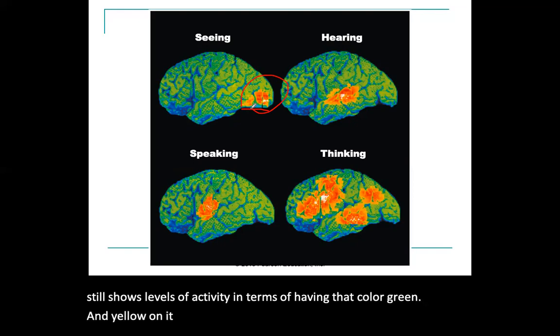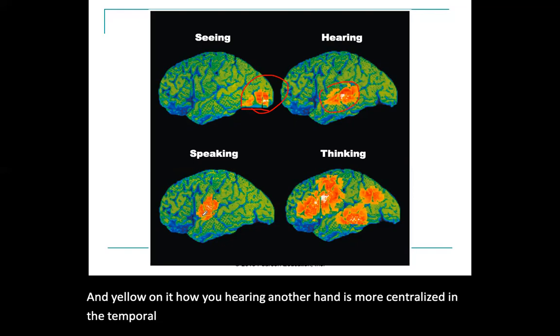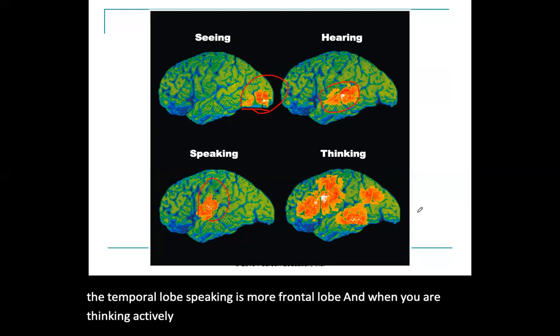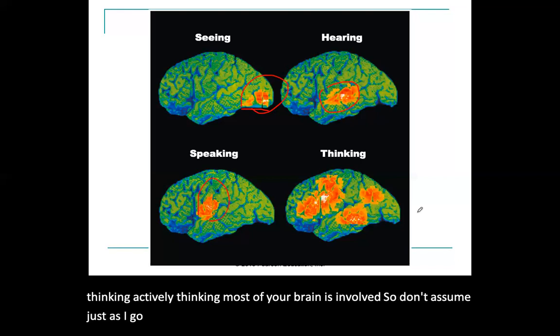Hearing, on the other hand, is more centralized in the temporal lobe. Speaking is more frontal lobe. And when you are actively thinking, most of your brain is involved. So don't assume, just because I'm talking about one part of the brain, that the rest of the brain will be dormant.